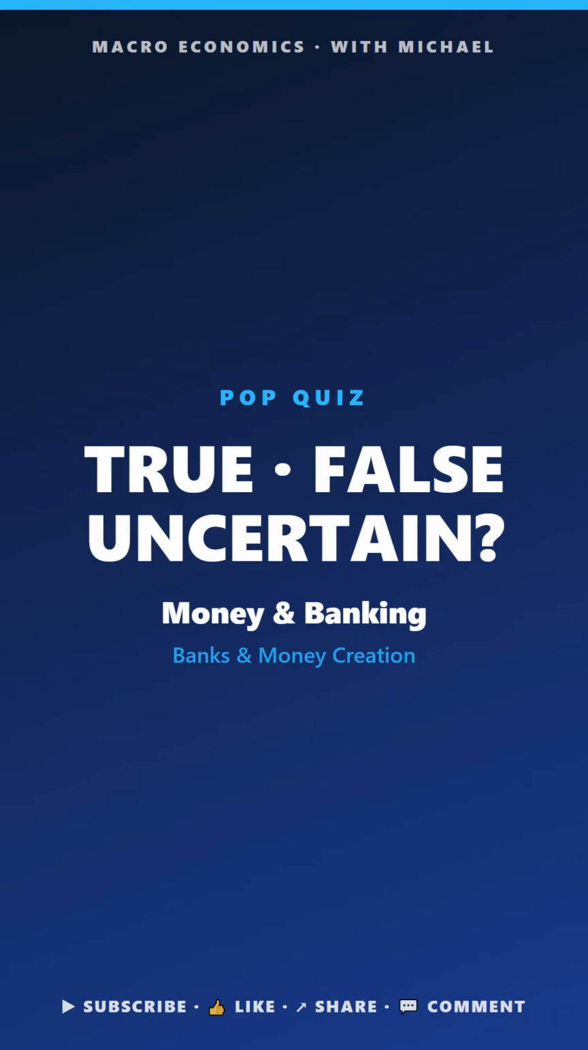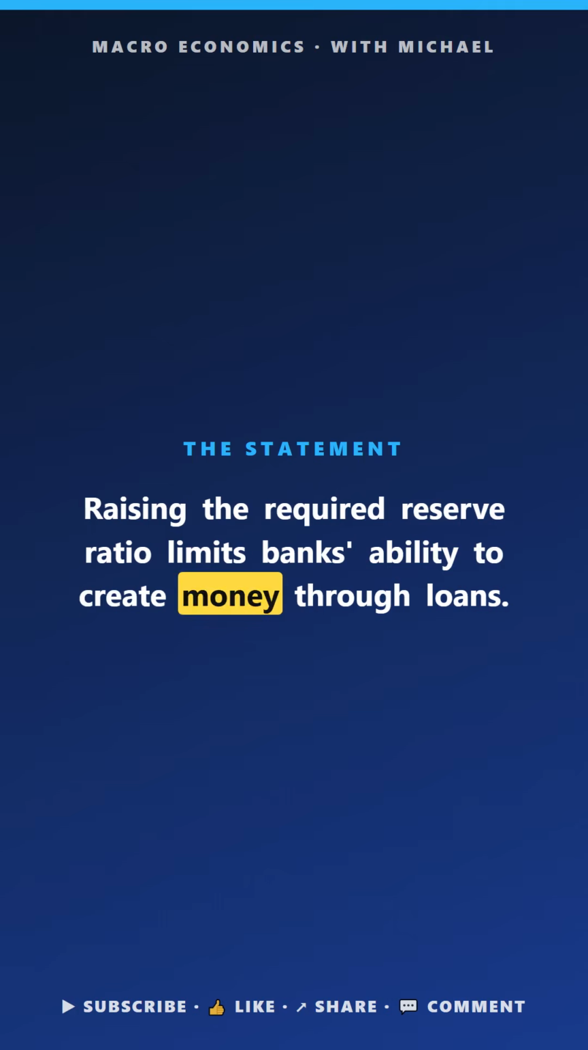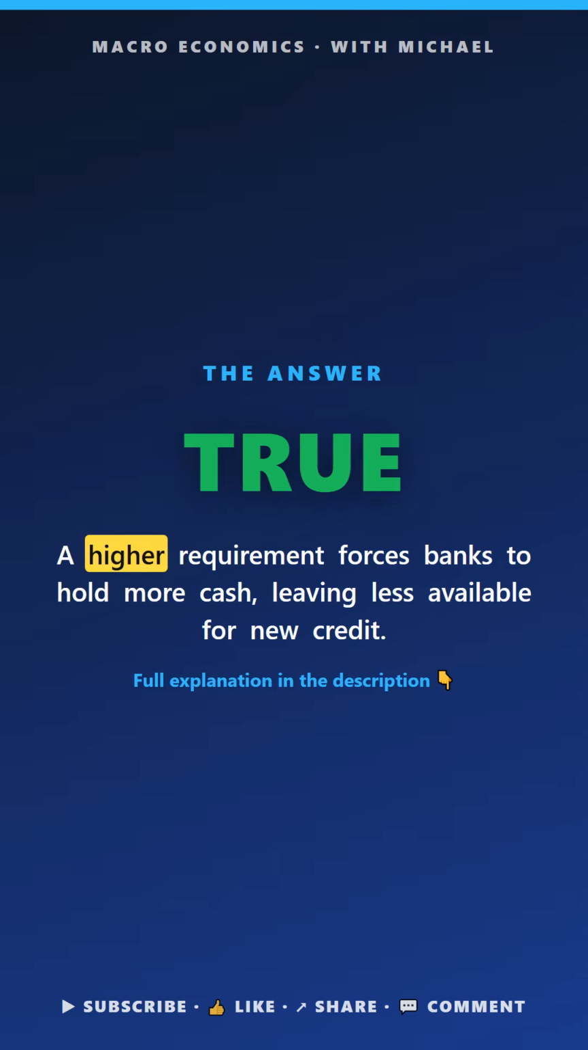Macro pop quiz. Money and banking. True, false, or uncertain. Raising the required reserve ratio limits banks' ability to create money through loans. The answer is true. A higher requirement forces banks to hold more cash, leaving less available.